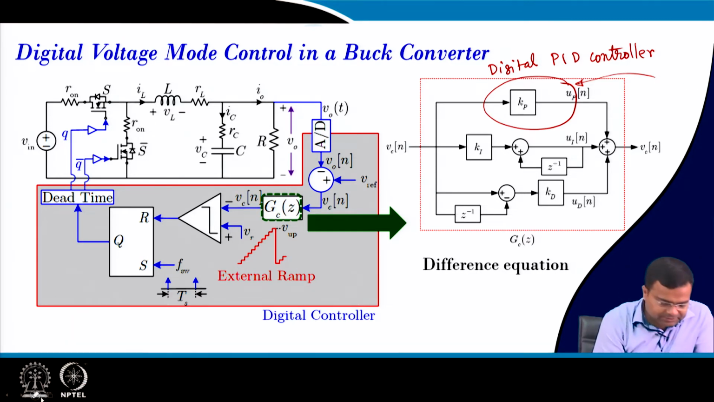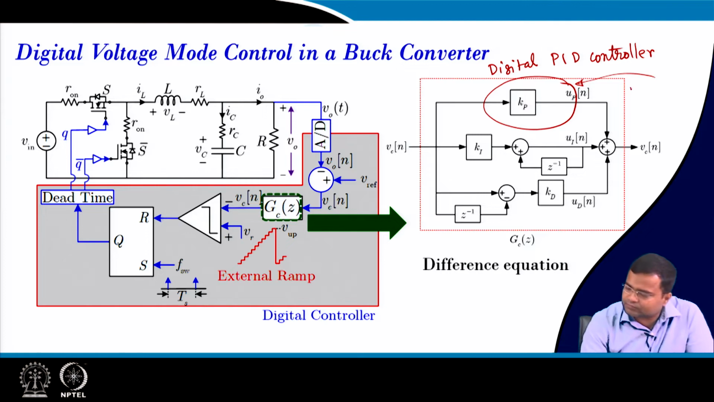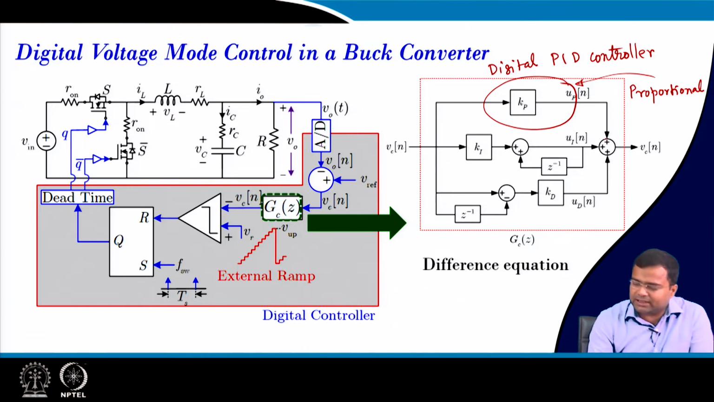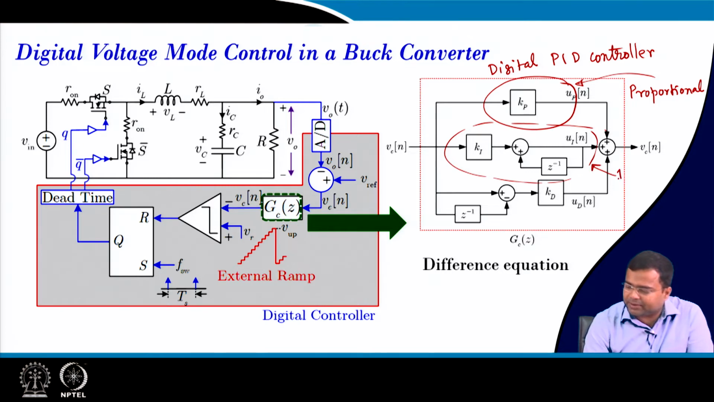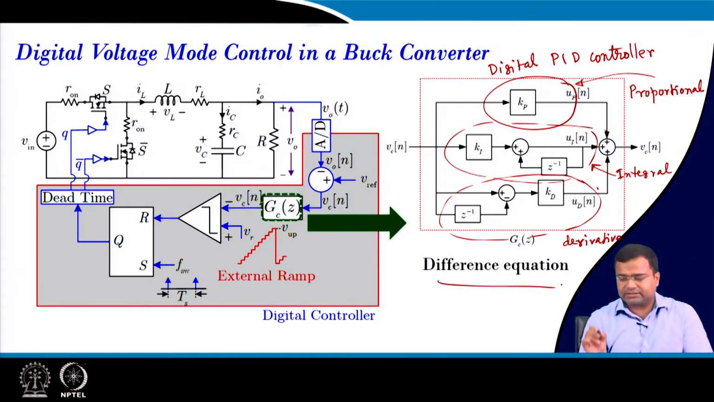So this part is the proportional term. Then this part is the integral part, and this term is the derivative, and all using difference equations. Okay, because it is a difference equation, we are talking about the discrete domain.